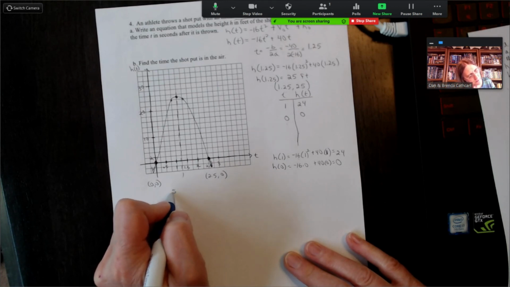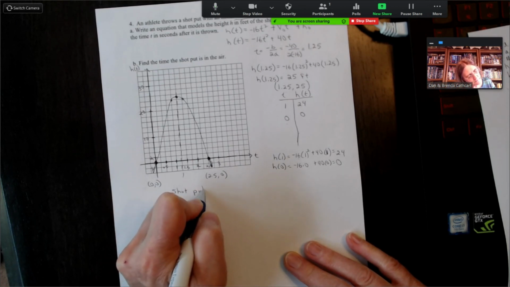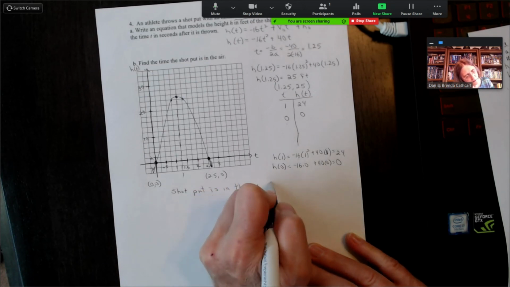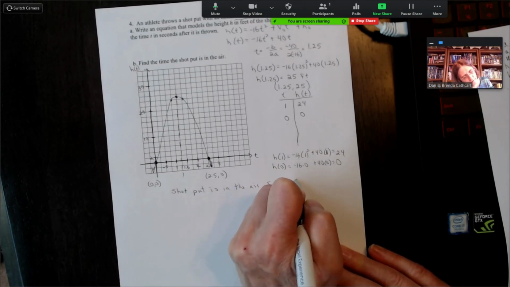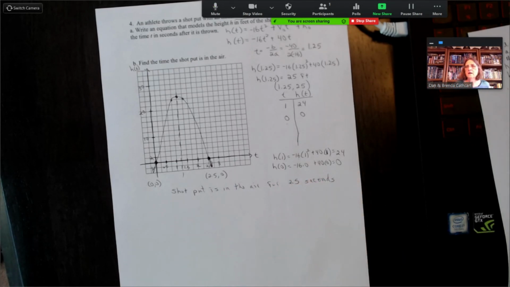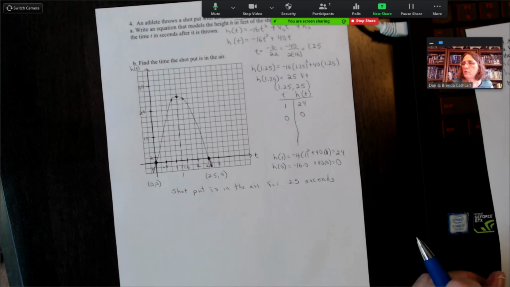So the shot put is in the air for 2.5 seconds. And that's our lesson for solving quadratic equations by graphing.